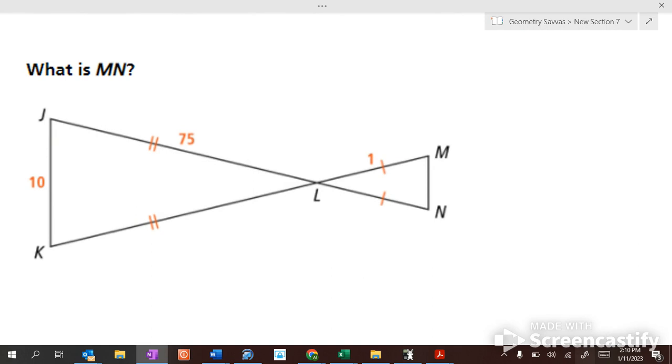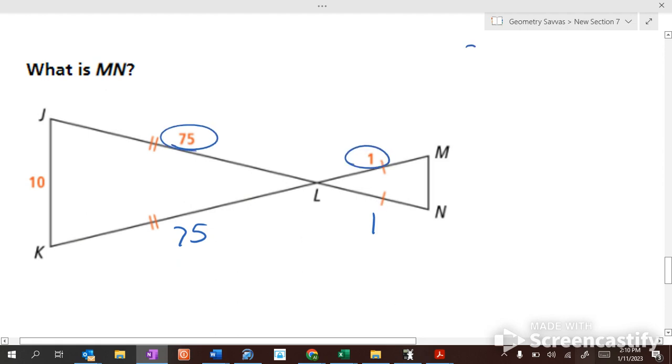Now, if this is 75 and has 2 marks, since this has 2 marks, it is. And if this is 1, this is 1. So these two have a ratio of 75 to 1. These two have a ratio of 75 to 1. And they surround angles that are congruent.